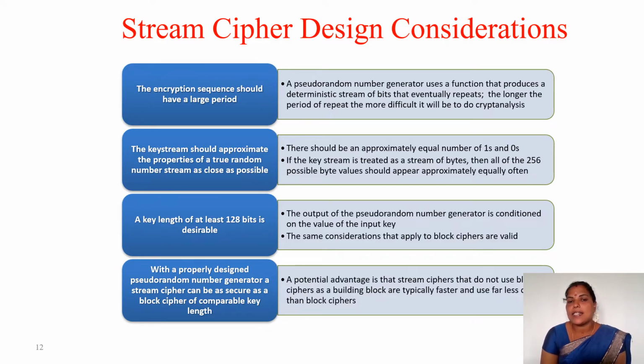The next design consideration is that a key length of at least 128 bits is desirable. Generally, we need a key length of at least 128 bits. That is, the output of the pseudo random number generator is conditioned on the value of the input key. The same considerations that apply to block ciphers are also valid here. With a properly designed pseudo random number generator, a stream cipher can be as secure as a block cipher of comparable key length. The main advantage is that stream ciphers, which do not use block ciphers as a building block, are typically faster and use far less code than block ciphers. These are some of the design considerations of using the stream cipher.